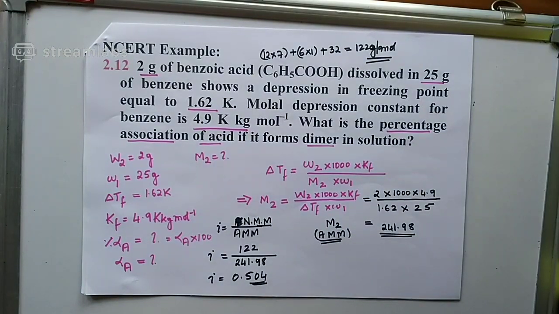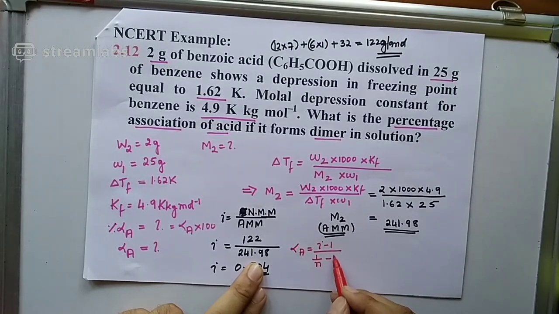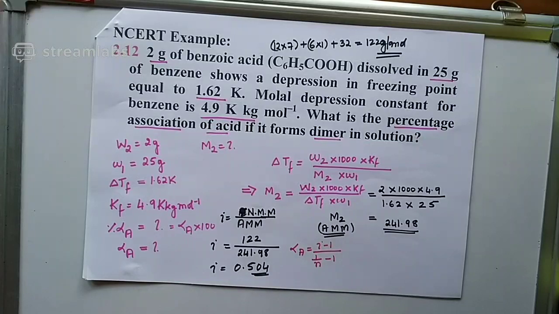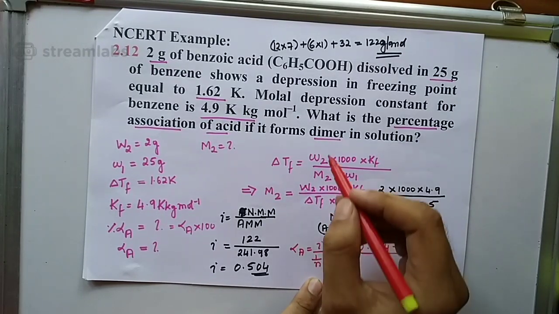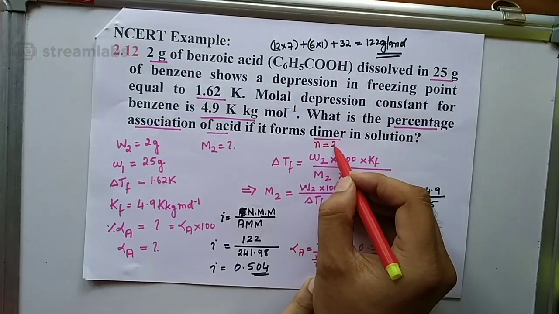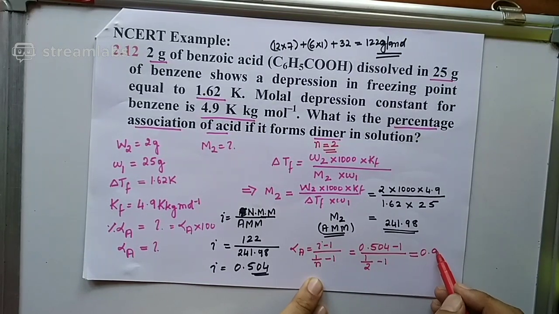First you have to calculate alpha A. Can you tell me, students, what is the formula for calculating alpha A? Alpha A is equal to I minus 1 divided by 1 by n minus 1. This is the formula that we derived in yesterday's class. Now the I value is known. This will be equal to 0.504 minus 1 divided by, so what is the value of n? Since it is forming a dimer, n should be equal to 2. So it is 1 by 2 minus 1. So you calculate this. This is coming out as 0.992.